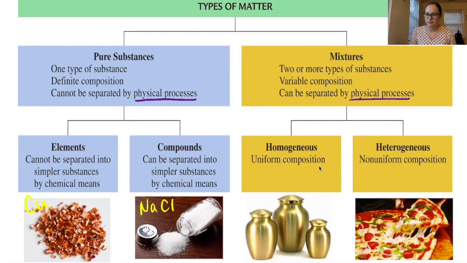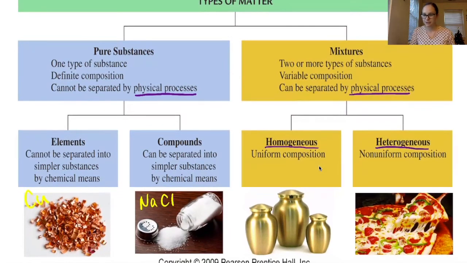Mixtures can be separated into both homogeneous and heterogeneous mixtures. Homogeneous is a uniform composition, so it's multiple things put together, but in a uniform manner. Brass, for example, is a mixture of copper and zinc. These urns here are all homogeneous. It's a complete, even mixture of the two. And then there's heterogeneous, which is a non-uniform composition. For example, with a pizza, you can see the different parts of a pizza. So that would be heterogeneous in its mixture.